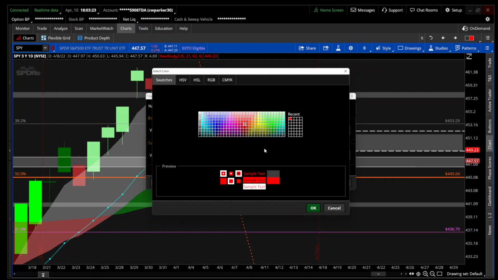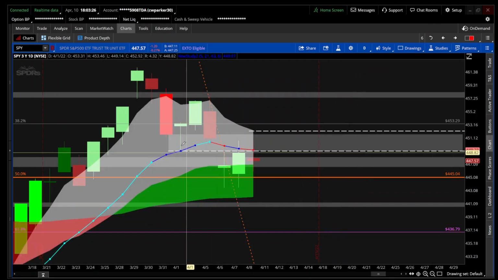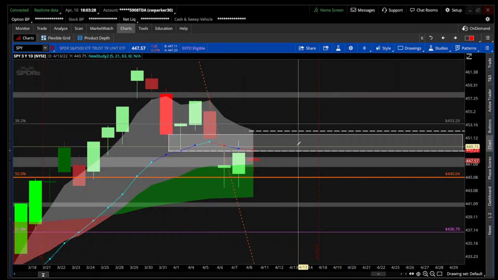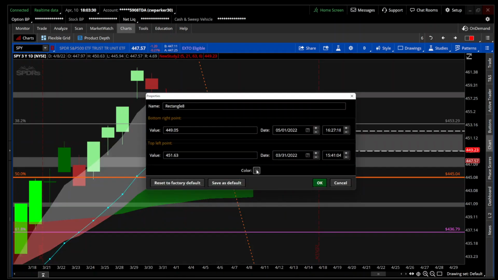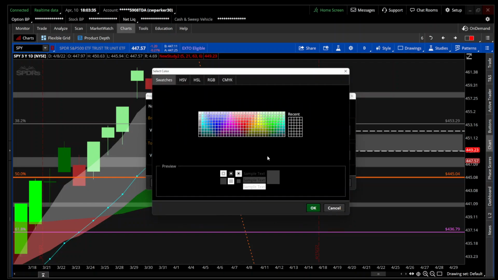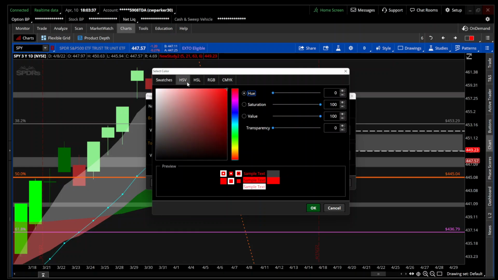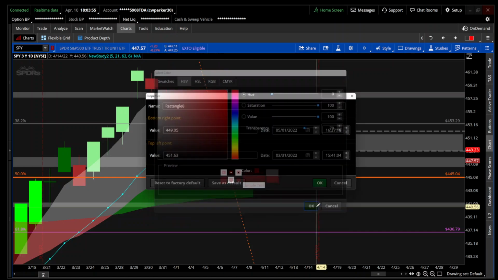It would have represented here a demand zone. But because price moved down below it, it's now a resistance in my book anyway. Other people might say otherwise, but I follow the house rule: when price moves above an area of resistance, that resistance area becomes support. And when price moves below an area of support, that support now becomes resistance. So I'm going to make that dark red.